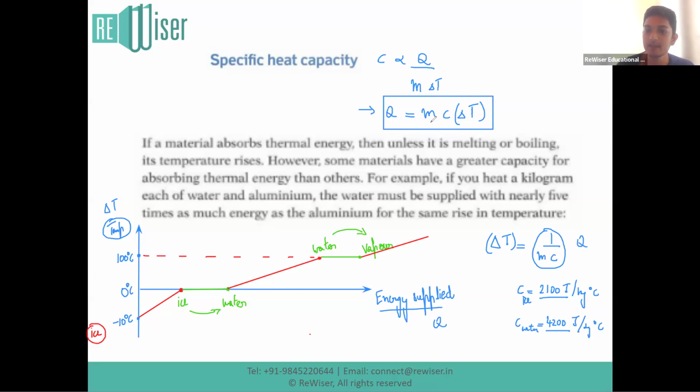Doesn't matter. So here Q is the amount of energy supplied, M is the mass, C is the specific heat capacity measured in joule per kg per degree Celsius or degree Kelvin. Delta T is the change in temperature. Students, please make note. I know Kelvin and Celsius are different units and the conversion is different, but change in temperature will be the same whether in Celsius or Kelvin.